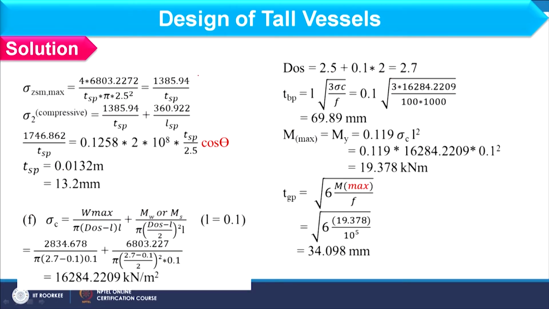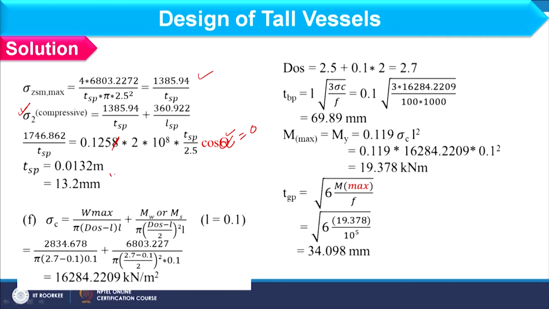Further, sigma ZSM we can obtain as 1385.94 by TSP. Okay. So, after that we can consider sigma Z compressive, that is the expression to calculate the thickness. It should be equated to 0.125, 8 will not be here, into 2 × 10⁸ TSP by 2.5 cos theta, or we can consider this as cos alpha, which will be 0, right.